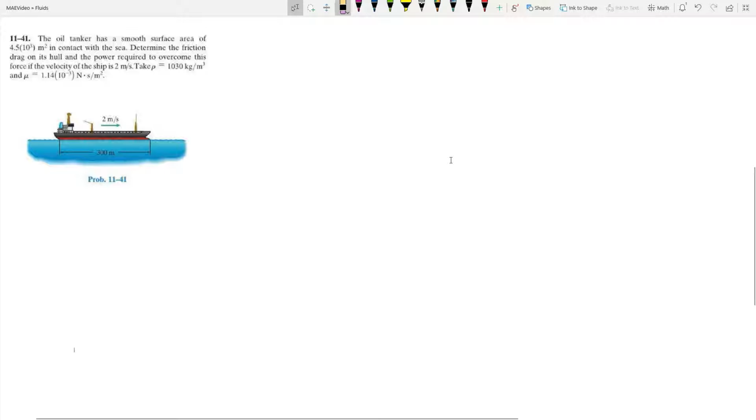So to start off, I'm just going to read the question out loud. This is question 41 from chapter 11. It reads, the oil tanker has a smooth surface area of 4.5 times 10 to the third meters squared in contact with the sea. Determine the friction drag on its hull and the power required to overcome this force if the velocity of the ship is 2 meters per second. Take rho as 1030 kilograms per meter cubed and mu, the viscosity, as 1.14 times 10 to the minus third newtons times second over meters squared.